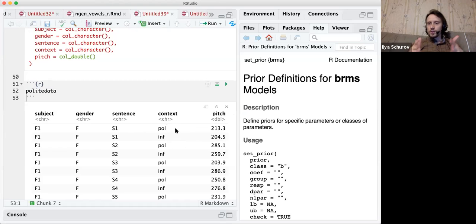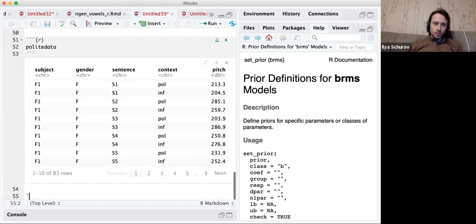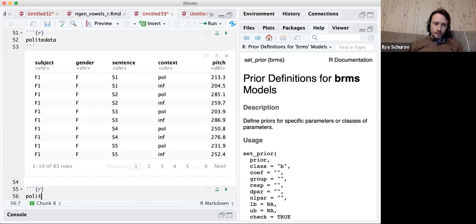So is it true that people tend to talk with higher pitch when they use informal speech, when they speak informally, or when they speak politely? So let me show some visualization of this data.